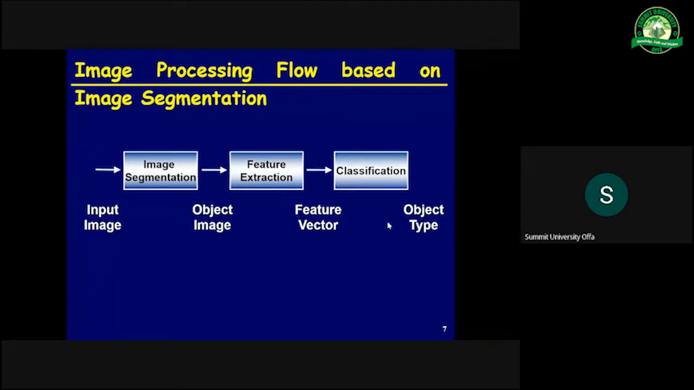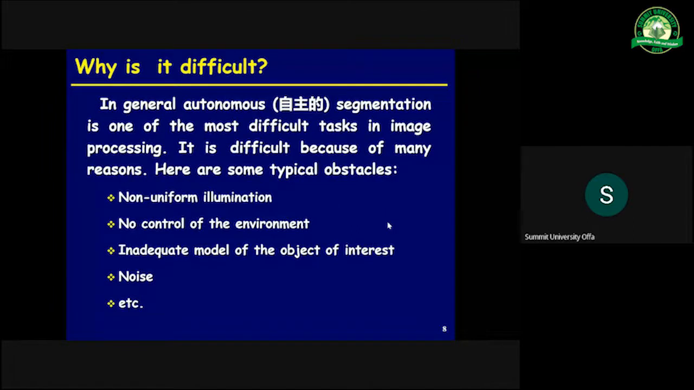And from your feature vector, you can do classification in order to identify or recognize the object. Don't forget, there are some processes before reaching this stage. So for image segmentation, you have the input image, you segment it, and the output is what you call the object image. After you extract your features from it, we have the feature vectors, and then you can perform your classification in order to identify the object.